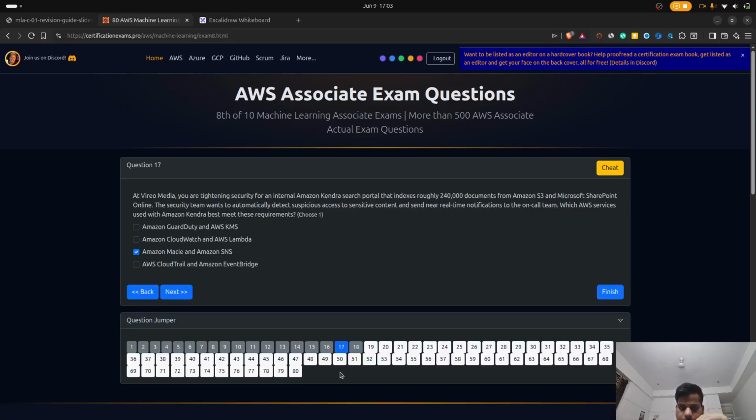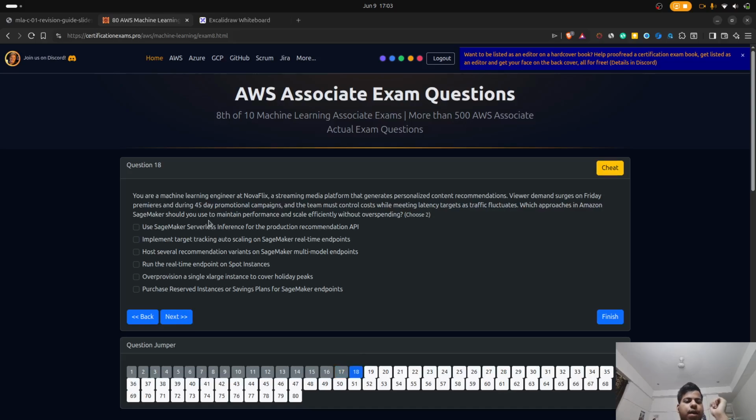Let me choose one. Okay, we are a machine learning engineer at NovaFlex, a streaming media platform that generates personalized content recommendations. Viewer demand surges on Friday premieres and during a 45-day promotional campaign, and the team must control cost while meeting latency targets as traffic fluctuates. Which approach in Amazon SageMaker should you use to maintain performance and scale efficiently without overspending? We have to choose two options.